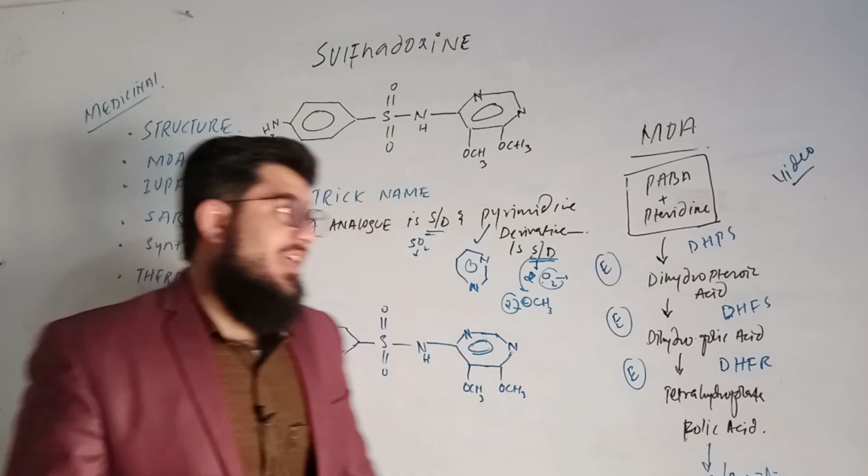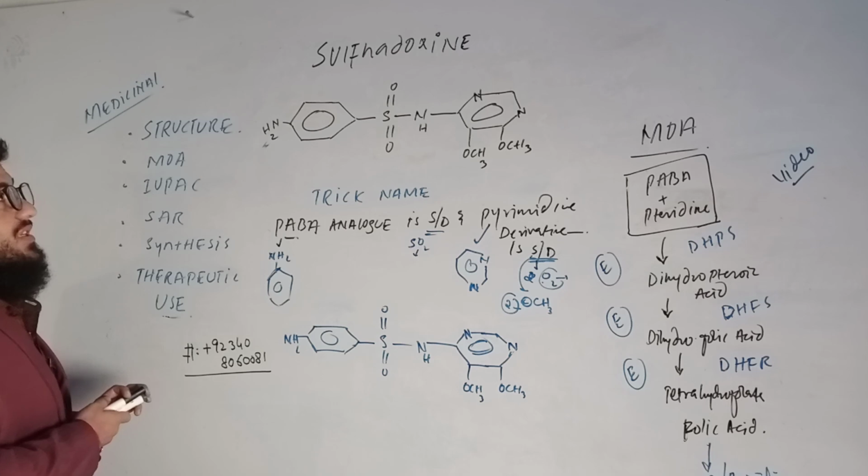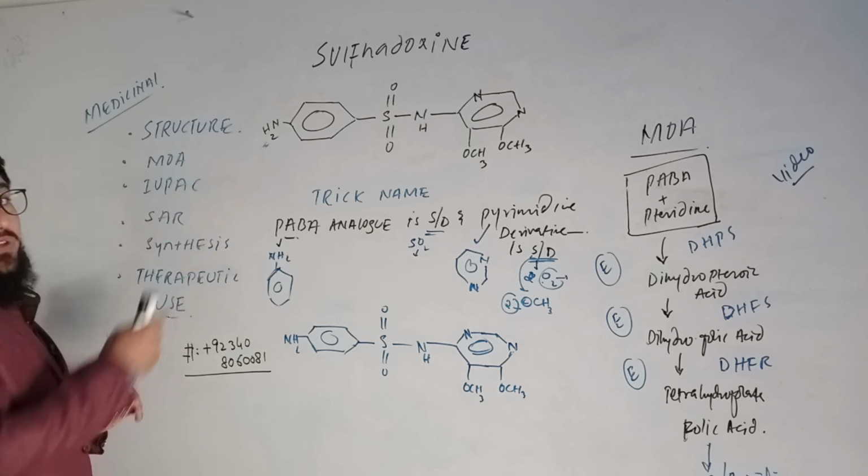I hope you got the understanding. Now let's come towards the IUPAC name of the sulfadoxine. How to give this IUPAC name?